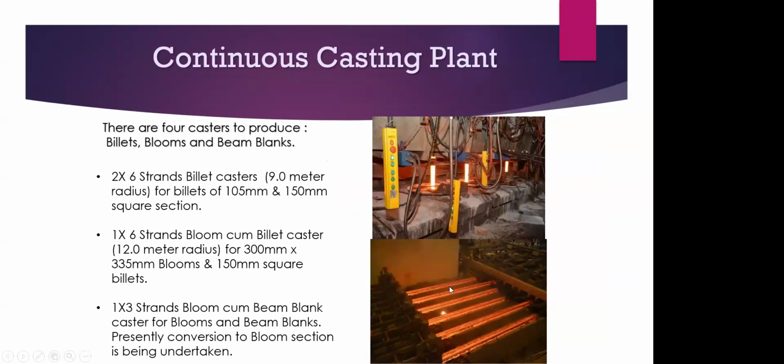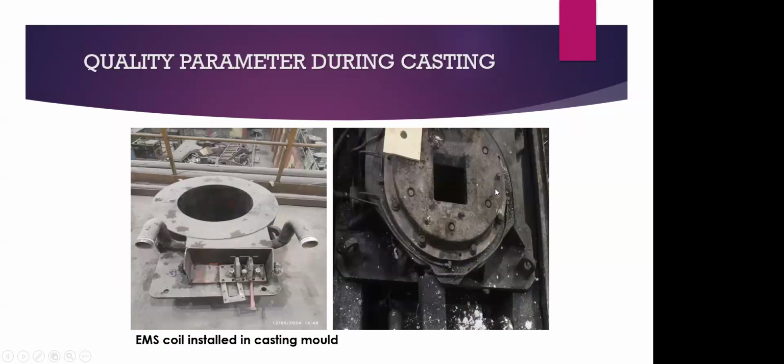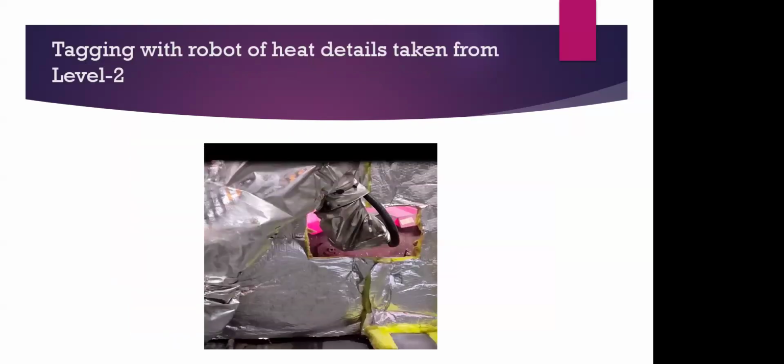We can see here that it is a 6-strand continuous caster. And this is the billet caster, that is CK1, from where we are getting the 105 into 105 square billet of length 11.7 meters. One good thing that is put in the caster is the EMS coil, which is installed in the casting mold. This EMS coil actually creates a vibration which tries to reduce the inclusions and the air trapped while the casting is going on. So this again helps in improving the billet quality that will be supplied to the mill.